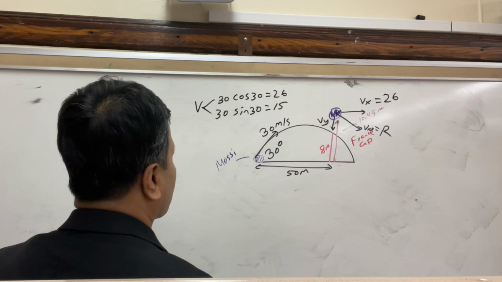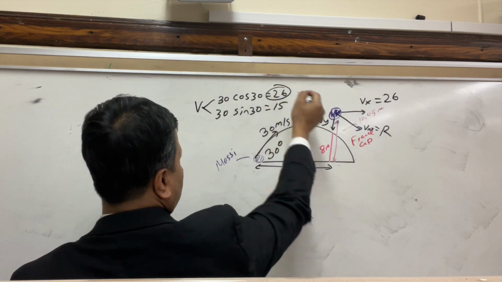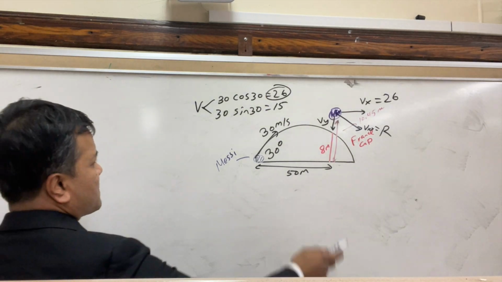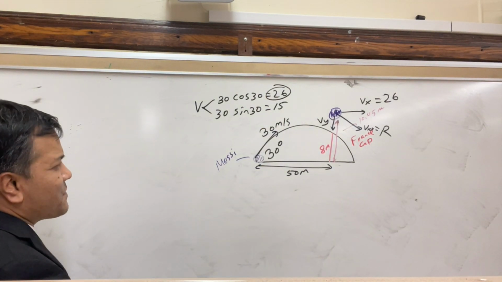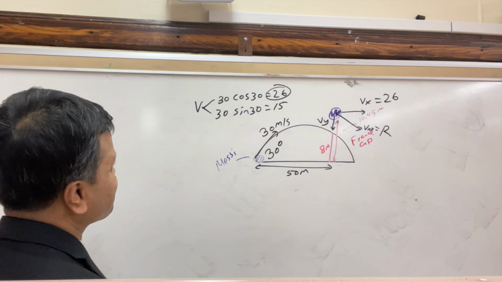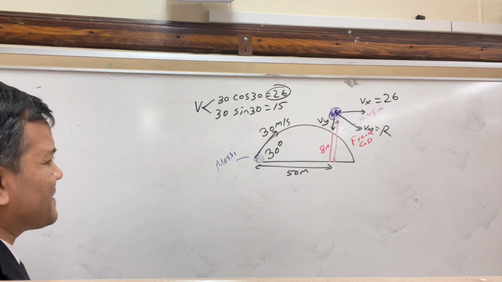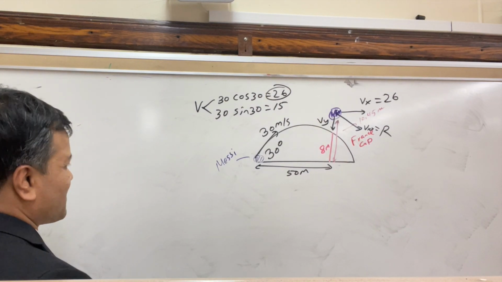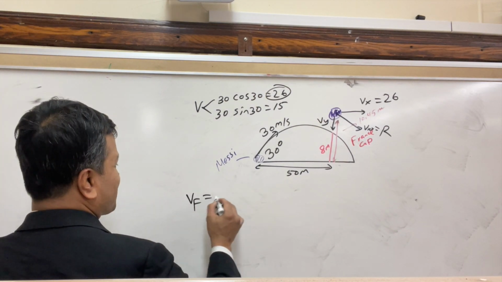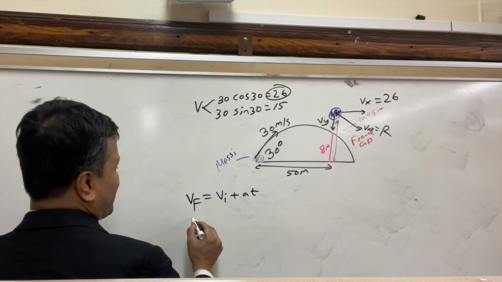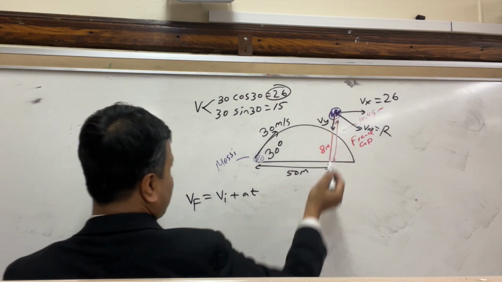I need to know the other component. This component I know because, hey, this one doesn't change. The other one, of course, is not 15. It would be wrong if you said 15, because the other one changes. All right? Don't get easily confused. So the other one I'm going to find by Vf is equal to Vi plus at, of course. Vf at that location, right here.